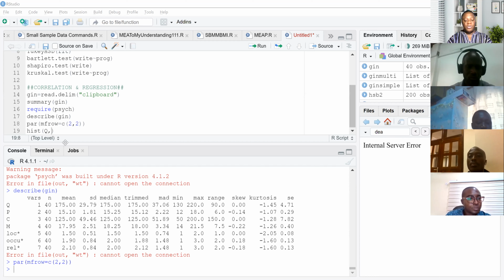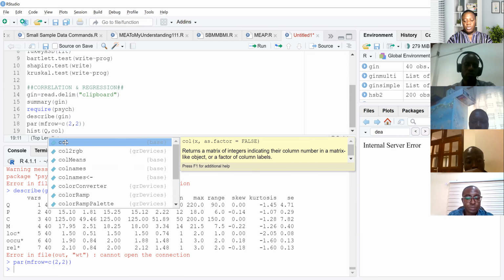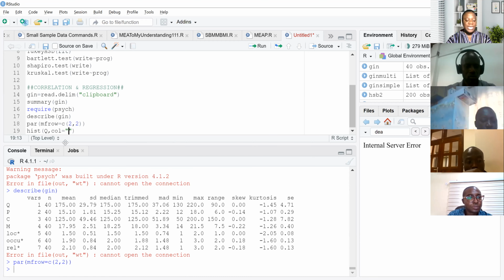And then after the comma, you indicate the color. COL is the color, equal to double apostrophe. You can use any color. You can use red, blue, green, yellow, pink, and all of that. I just want to use red here.